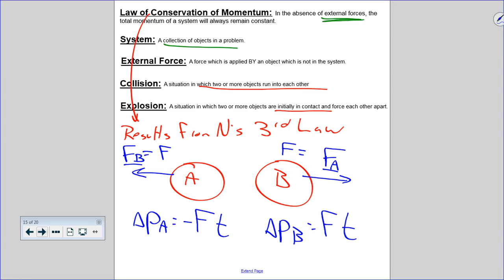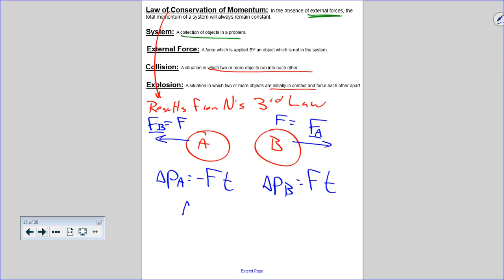And look, they're equal. That means the change in momentum for object A is equal but opposite to the change in momentum for object B. In English, all this means is any momentum that A loses, B gains, or vice versa.